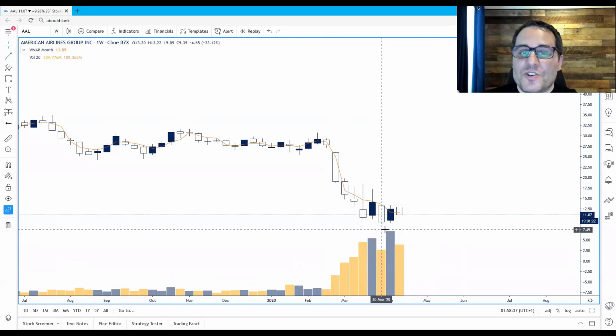That tells me that the institutional order flow is more likely pushing into this market and potentially looking for a downside break. If the market was hitting the bottom and starting to bounce, and we started to see increasing volume, then I think the market might be turning around, at least on this particular stock, American Airlines. But we're not seeing that.